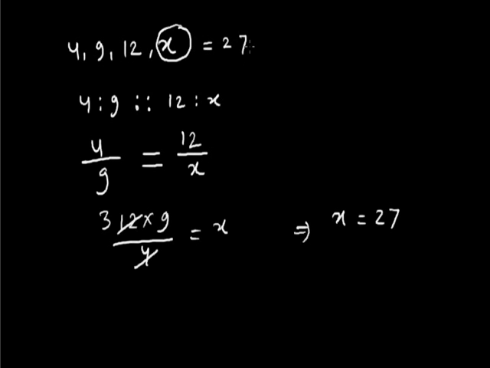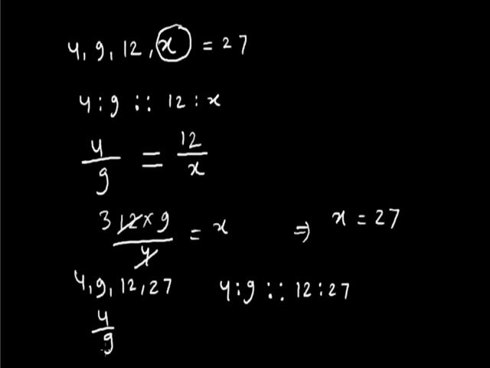Now we can verify the result whether 4, 9, 12, 27 are in proportion or not. If they are in proportion, that means the ratio of the first two terms is in proportion with the ratio of the last two terms. That means 4 ratio 9 must be equal to or proportional to 12 ratio 27.